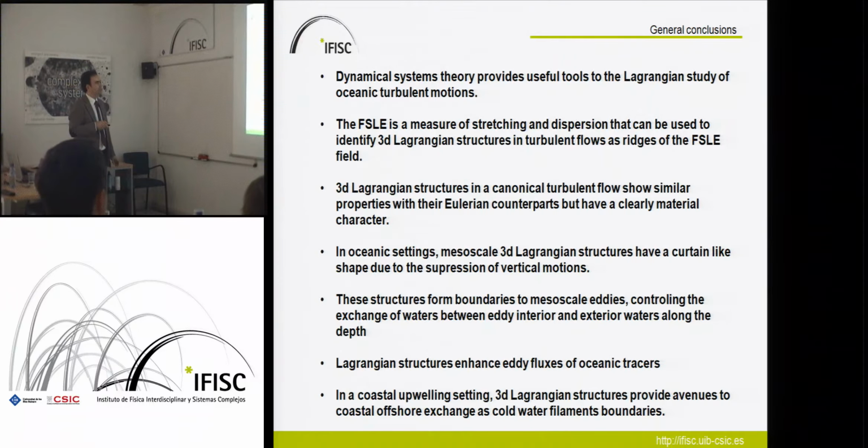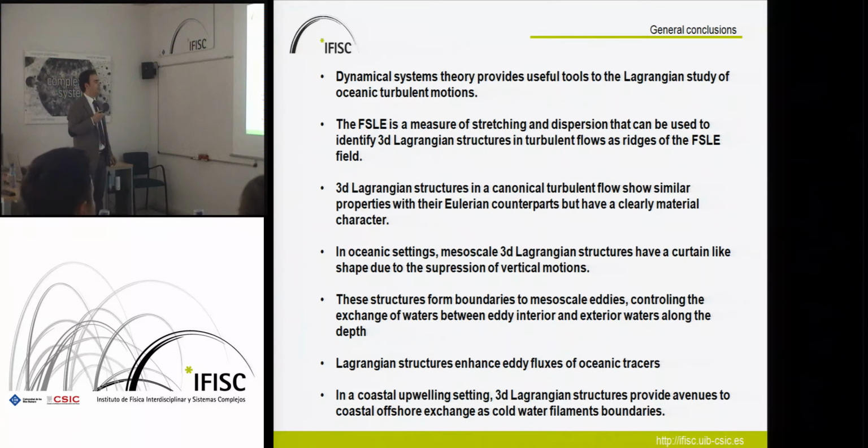So, the general conclusions that we draw from this study that I've shown. We have shown that dynamical systems theory provides useful tools to study the turbulent motions in the ocean using a Lagrangian perspective. The finite size Lyapunov exponent can be used to detect Lagrangian structures in 3 dimensions. These Lagrangian structures have similar properties to the Eulerian ones, but they have a clearly material character.